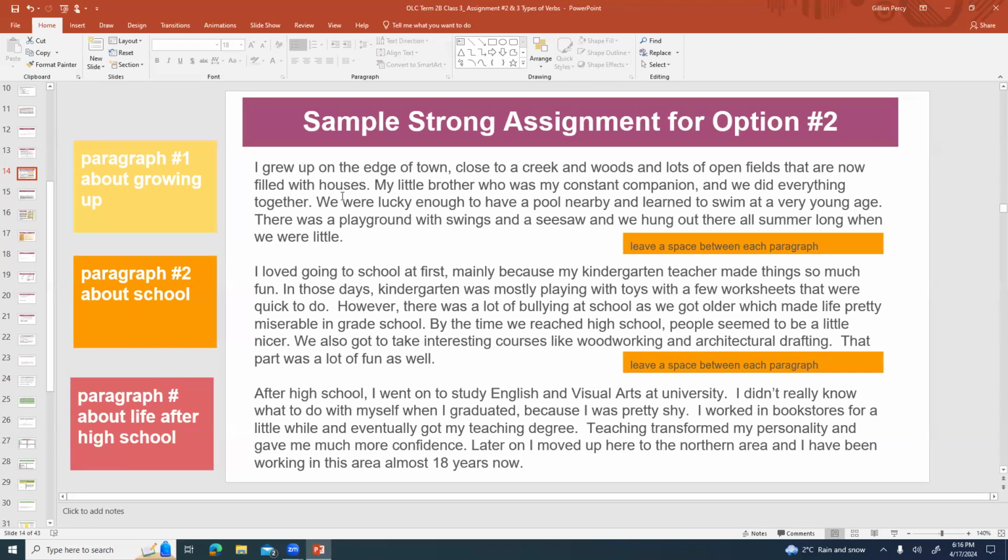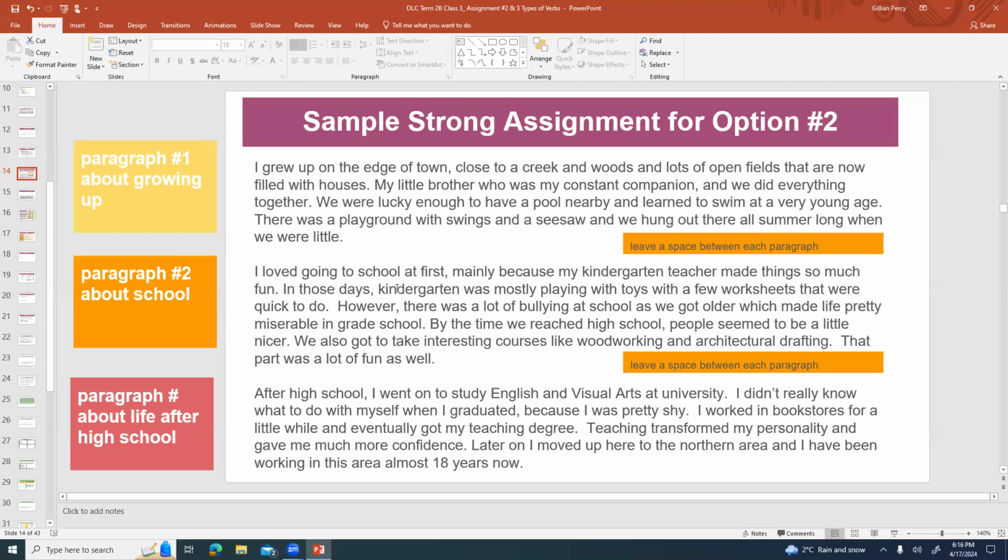Here's paragraph 1, here's paragraph 2, here's paragraph 3, and you can see I left a space between each paragraph. So paragraph 1 is supposed to be about growing up. I grew up on the edge of town, close to a creek and woods and lots of open fields that are now filled with houses. My little brother, who was my constant companion, and we did everything together. We were lucky enough to have a pool nearby and learned to swim at a very young age. There was a playground with swings and a seesaw, and we hung out there all summer long when we were little.